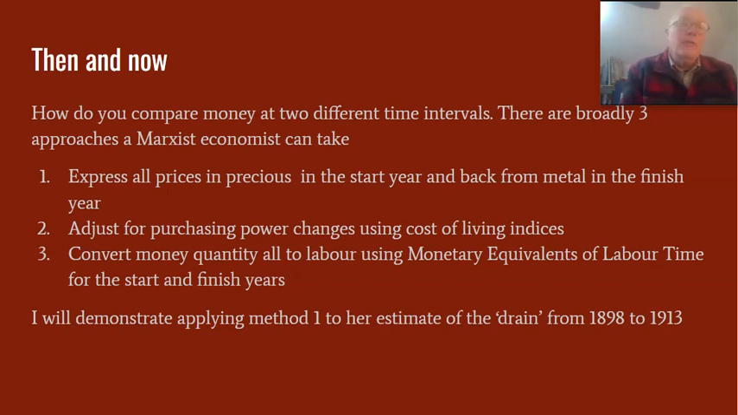An alternative to that is to convert money quantities into labour using the monetary equivalent of labour time, so that you get not a money amount as your invariable standard of value, not gold, but labour as the invariable standard of value. Now, the second and third ones are difficult to do. In principle, you can do the third one.